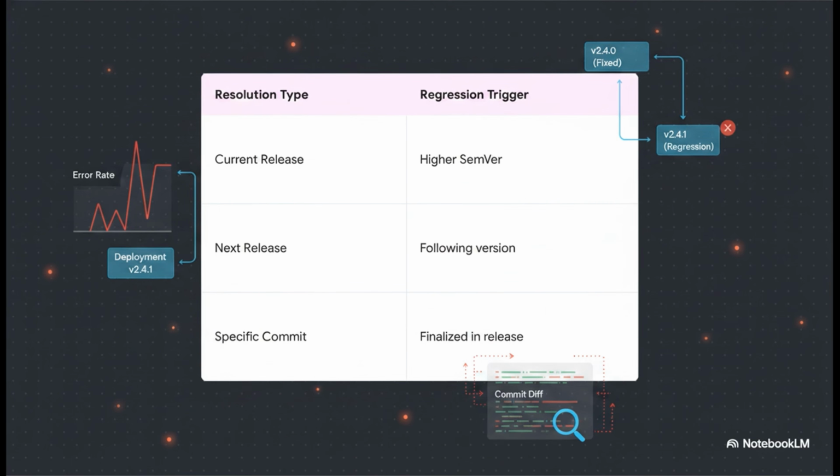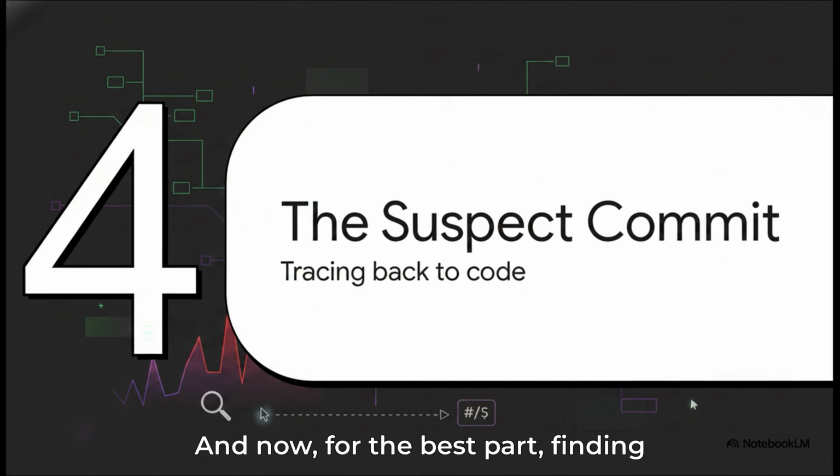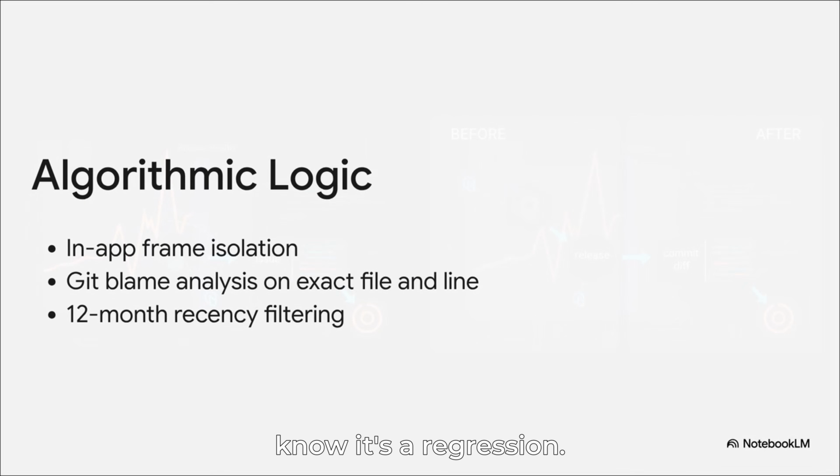In our scenario here, this bug was actually supposed to be fixed last week, but our 2.4.1 deploy accidentally reintroduced it. No way, right? And now, for the best part, finding the suspect commit. We know the release, we know it's a regression. Now we trace it back to the exact code. So how does Sentry do this entirely on its own? Well, it uses a pretty rigorous algorithmic logic behind the scenes.